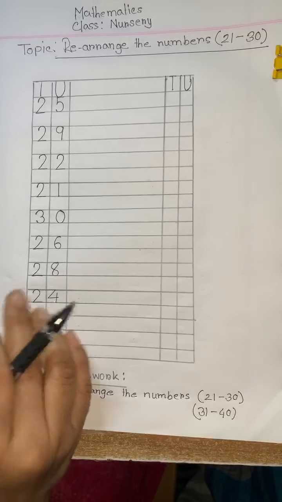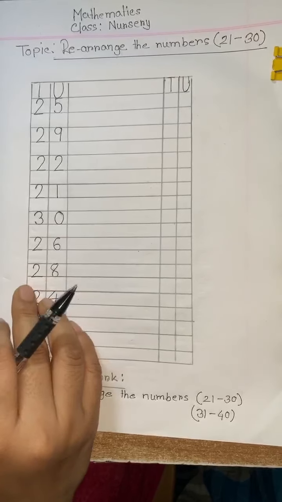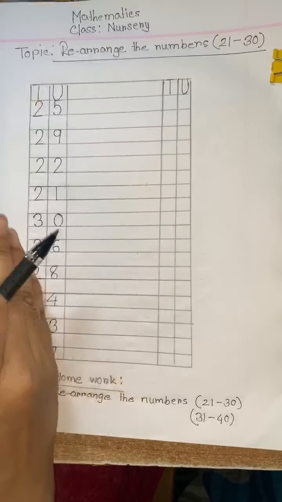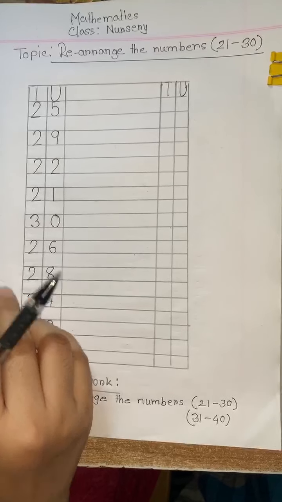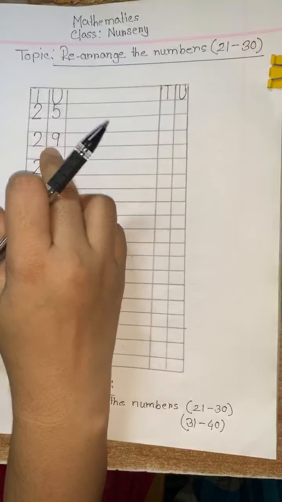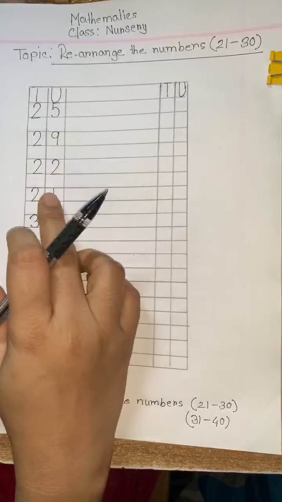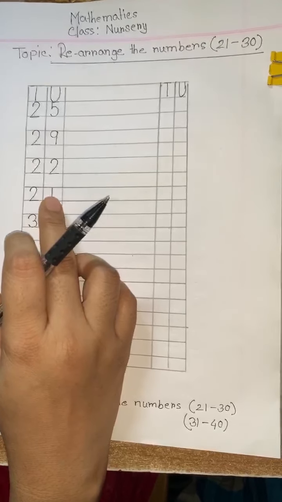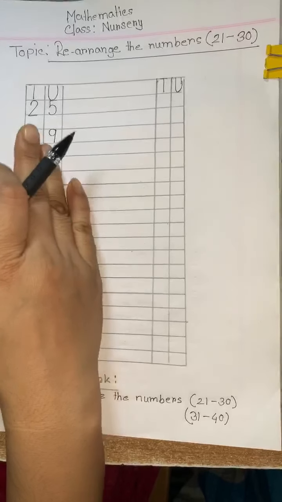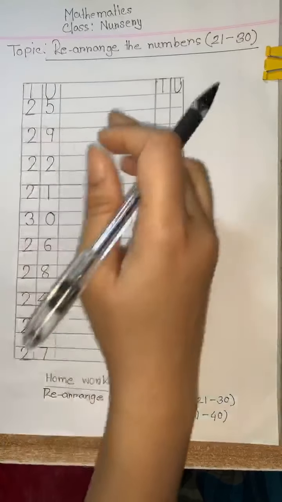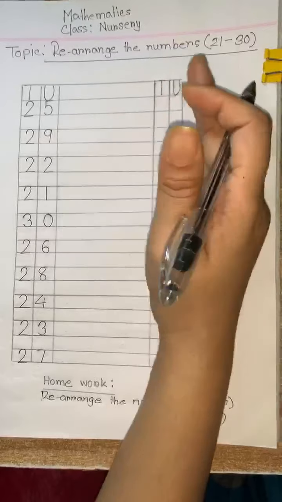Please see at copy where from 21 to 30 numbers are shown at left side in unarranged way, like 25, 29, 22, 21 and so on. Now we will write all the mentioned numbers serially from 21 to 30 at right side.